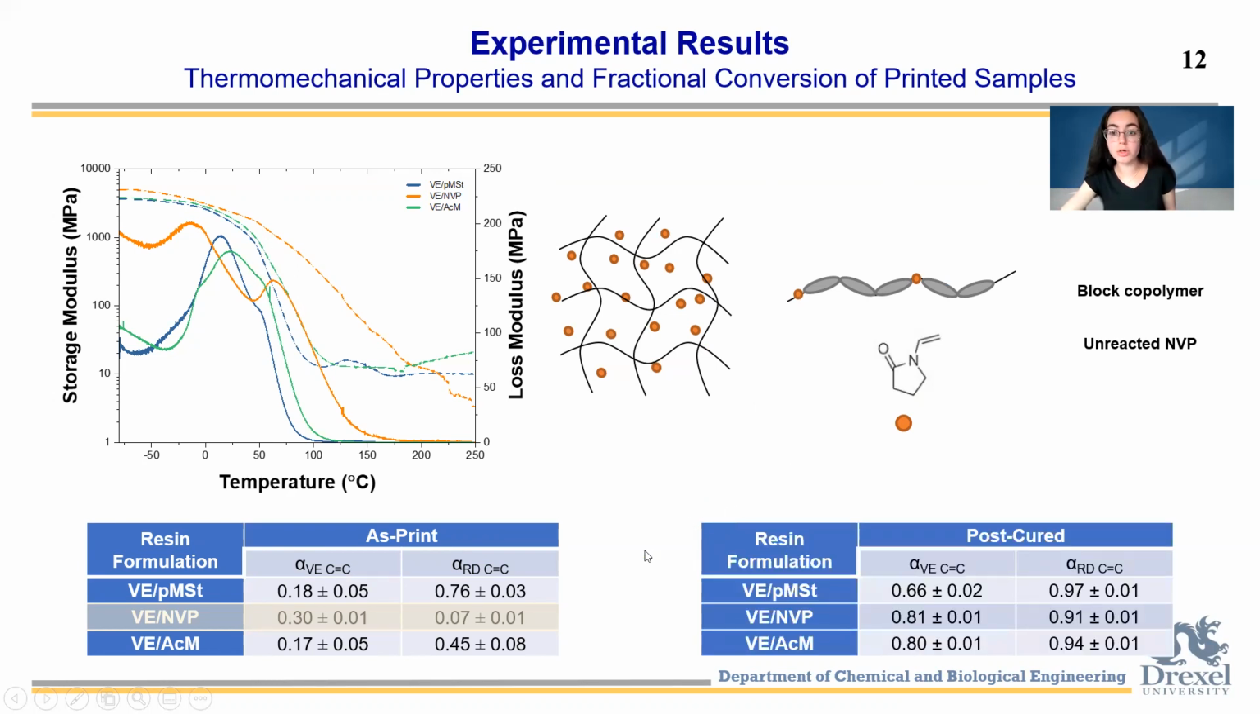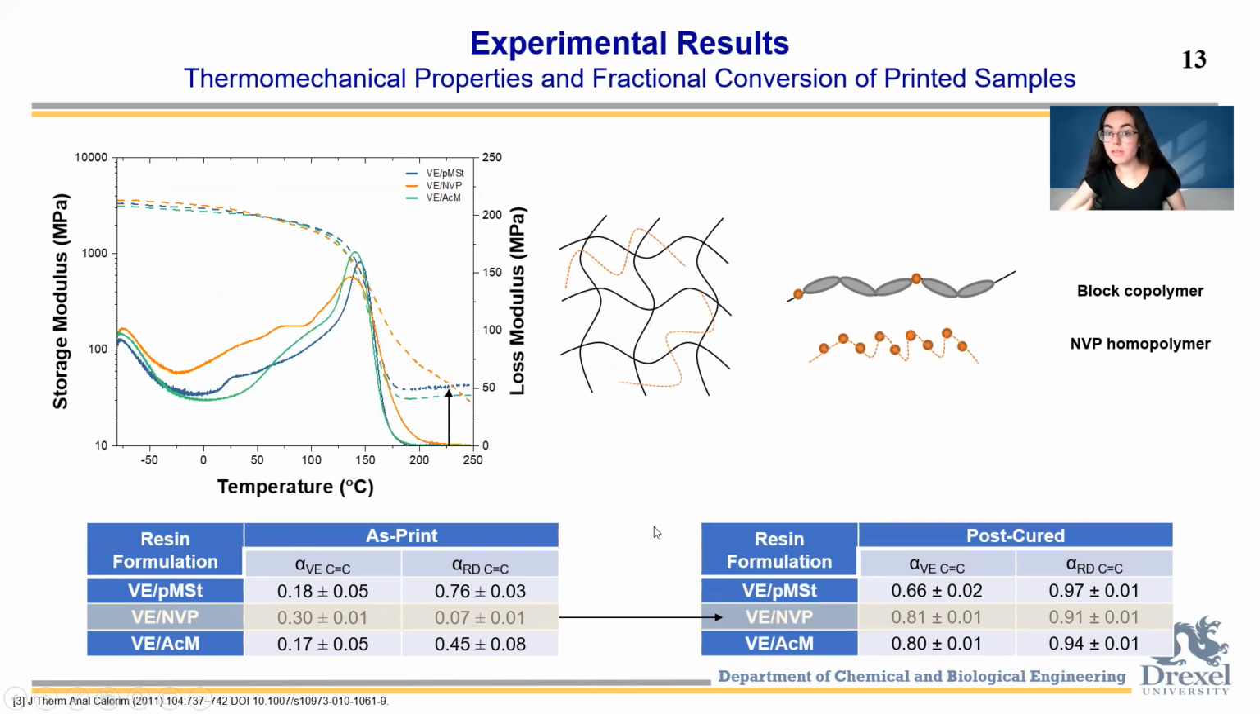When you apply the post-cure procedure, again, these values increase similar to the other ones. And now we see that the vinyl ester has reached 81% conversion and the diluent has reached 91% conversion. This indicates that the NVP monomers have homopolymerized to some extent.